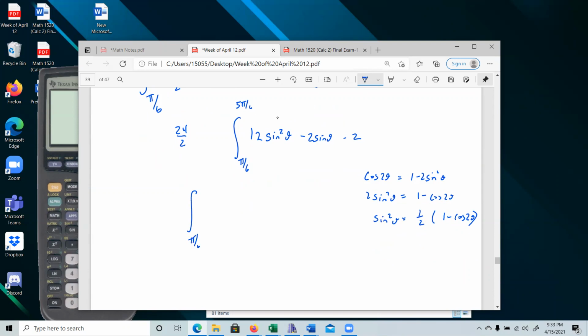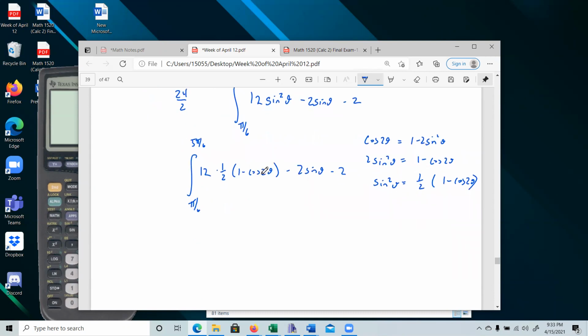Okay, pi over 6 to 5 pi over 6, we have 12 times 1/2 times 1 minus cosine 2 theta, minus 2 sine theta, minus 2. So 12 divided by 2 is 6. So what we're going to have here is, from pi over 6 to 5 pi over 6, 6 minus 6 cosine 2 theta minus 2 sine theta minus 2. And there's, of course, a d theta at the end of all of this mess.